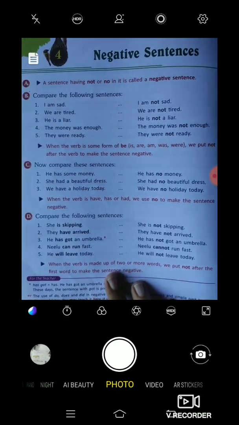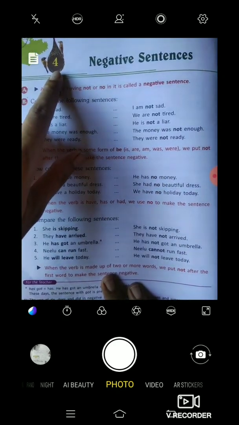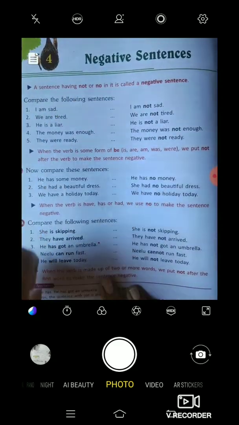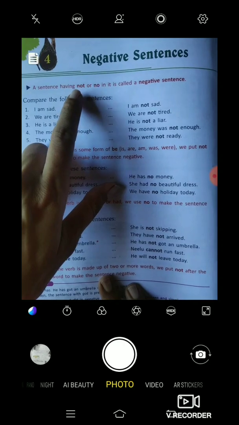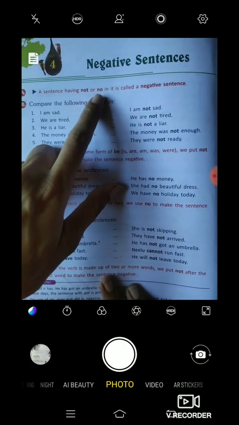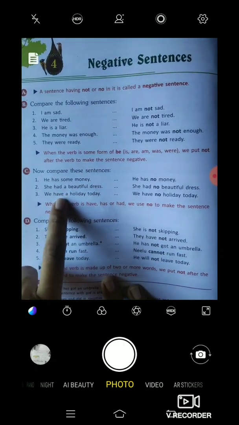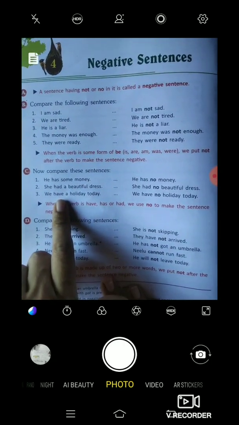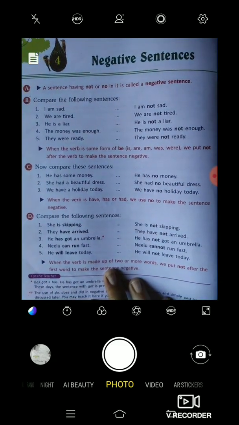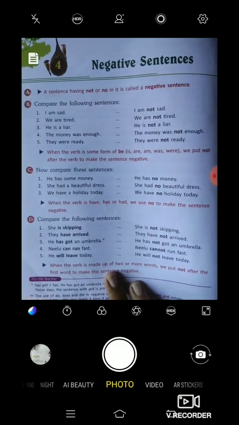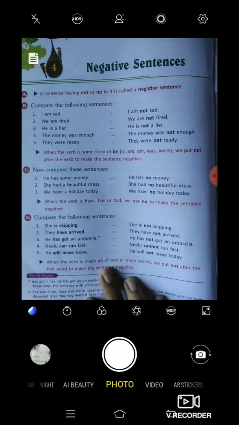Children, you have done this topic already when you were taught lesson number 4, negative sentences. And you framed a negative sentence by adding not or no to your positive or assertive sentence. However, what we are going to take up today is not going to be that easy as simply adding not or no in a sentence.